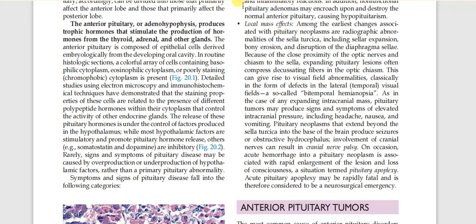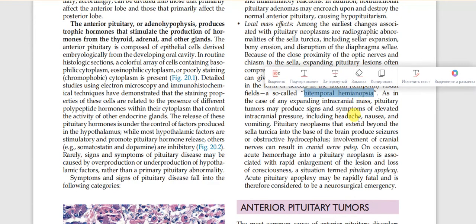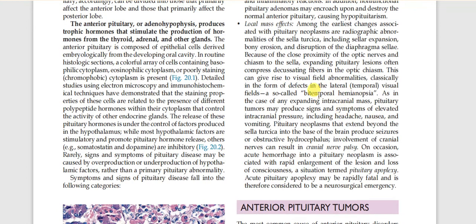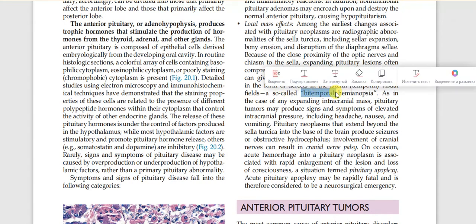And the more typical visual field defect is called bitemporal hemianopsia. So half of the visual field is not visible. Most commonly it is this one, when the lateral parts of the visual field are not visible.